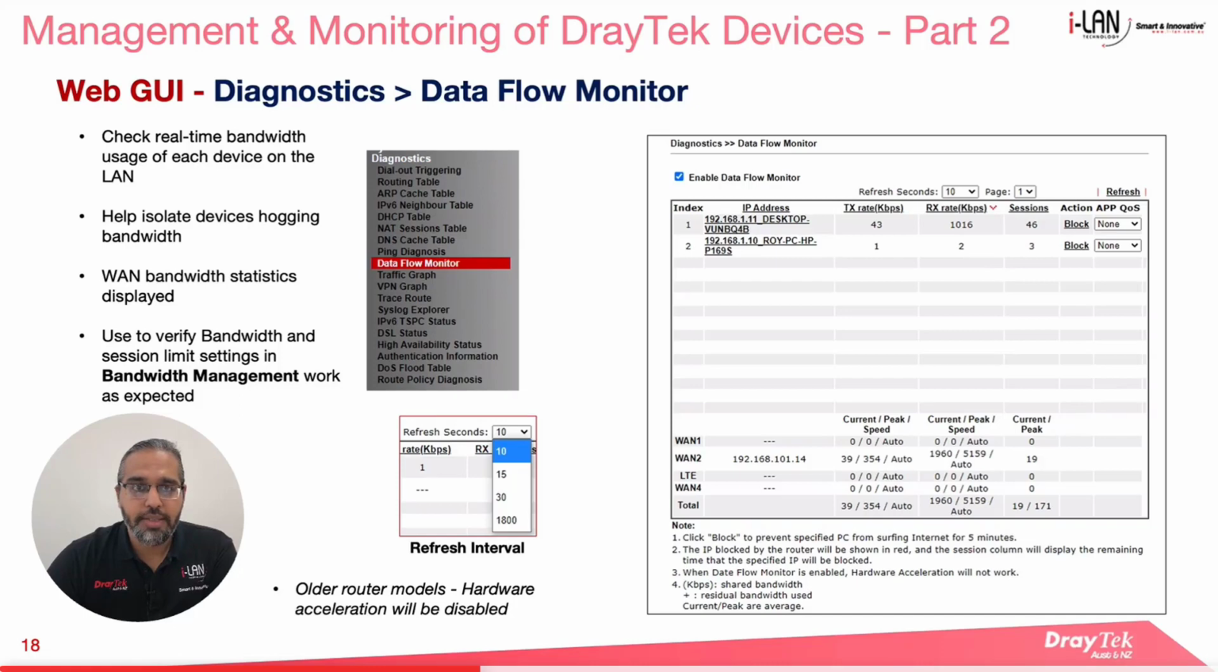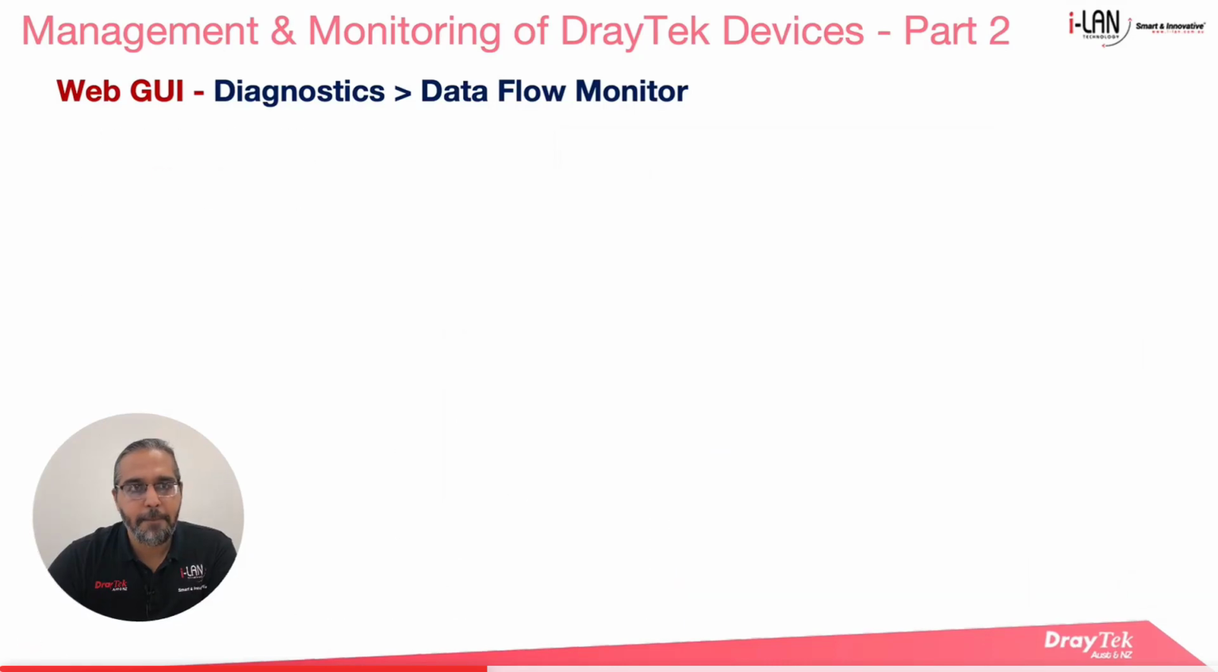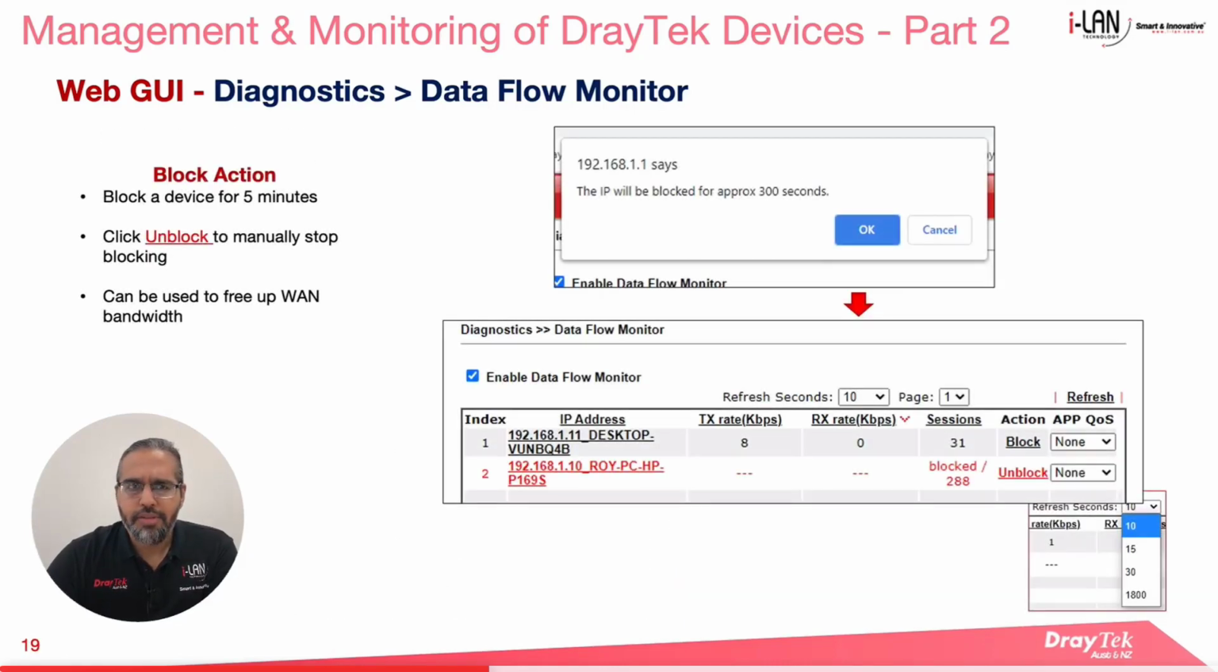The Dataflow Monitor can also be used to verify that settings configured in bandwidth management and bandwidth and session limits are working as expected. There's an option to block a particular device for troubleshooting. Devices will be blocked for 5 minutes by clicking on the link. If required, you can unblock manually before 5 minutes. This can also be used to temporarily free up some bandwidth if the WAN connection becomes congested.